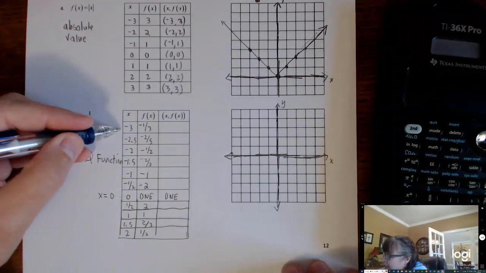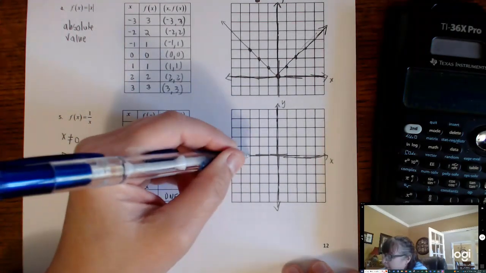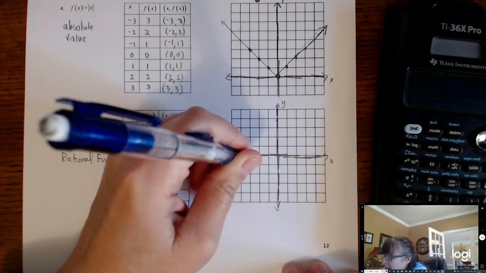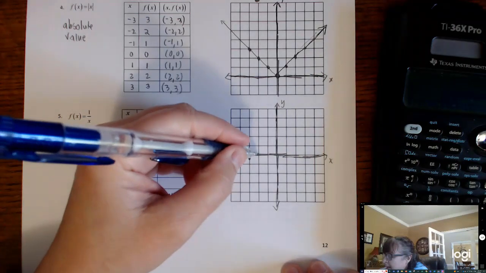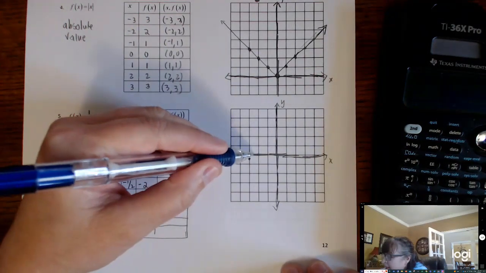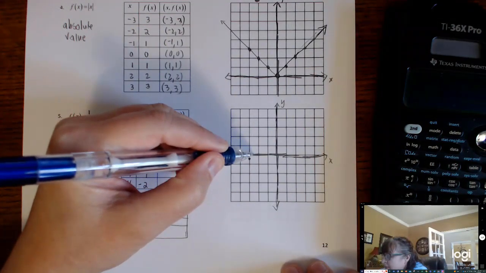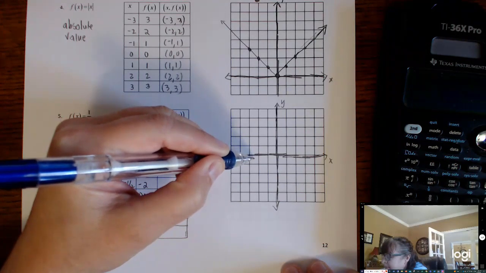So -3, -1/3, go left 3 down 1/3 of the way. And that gives you -3, -1/3. -2.5 must be right here. And -2/5 is a little less than halfway down.